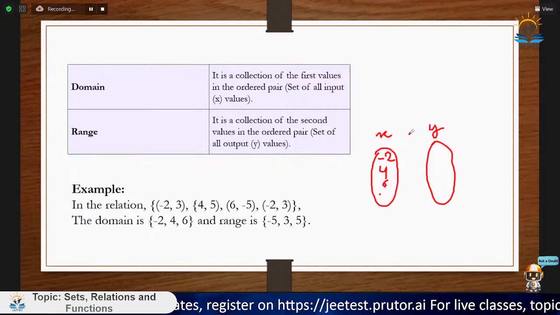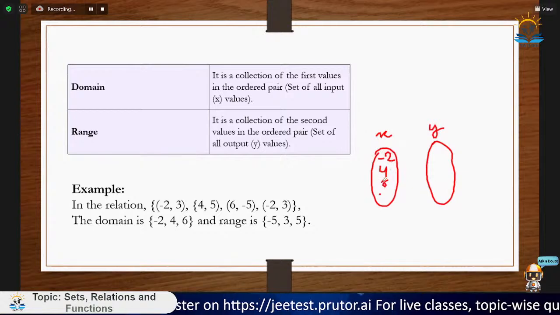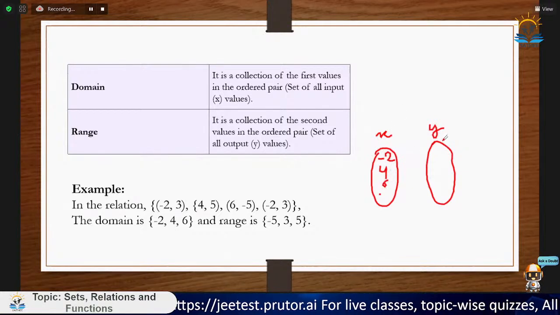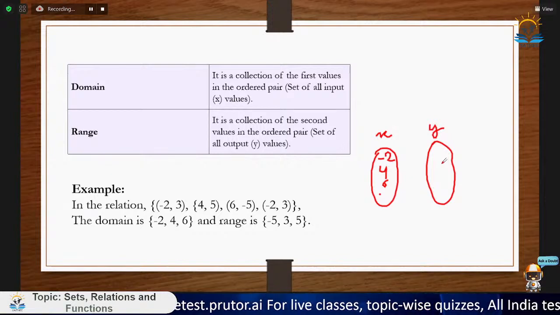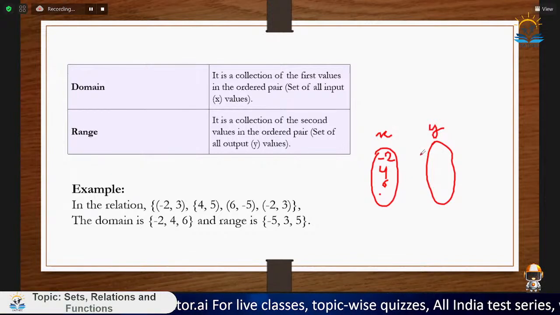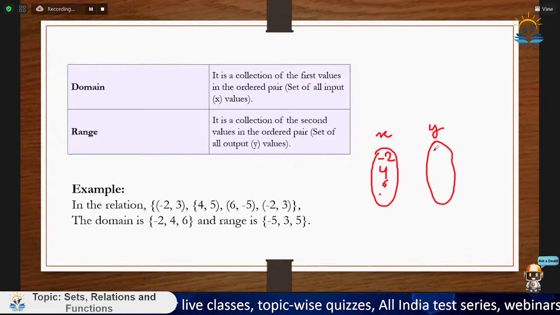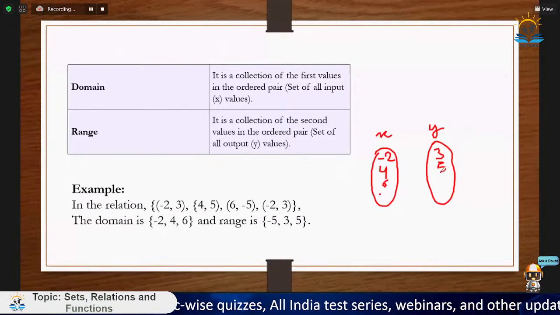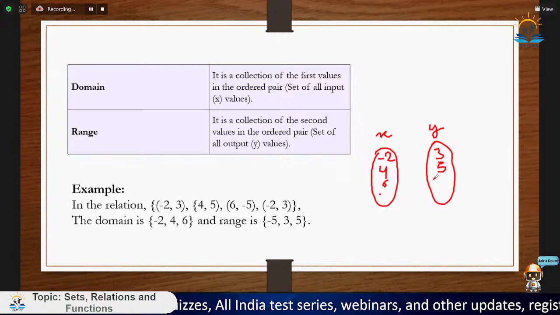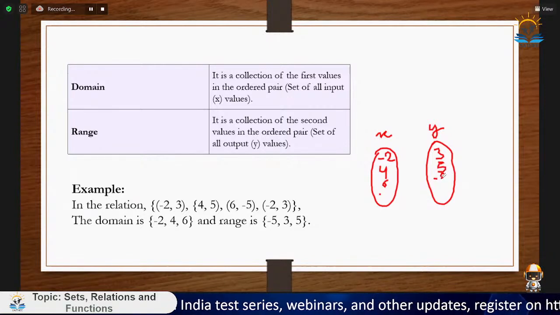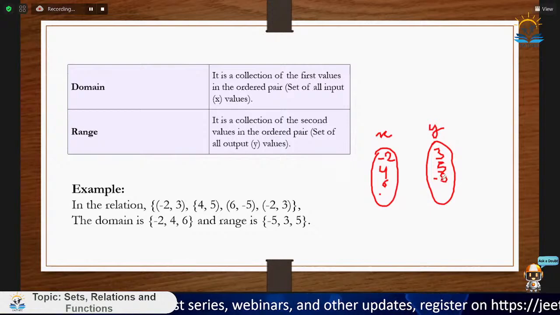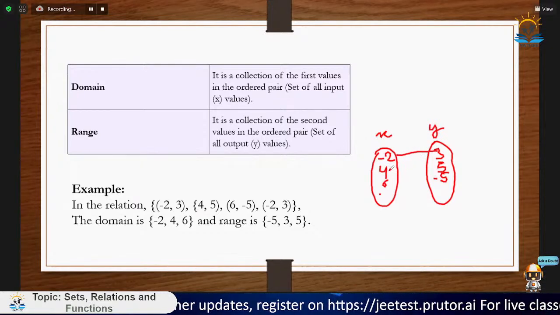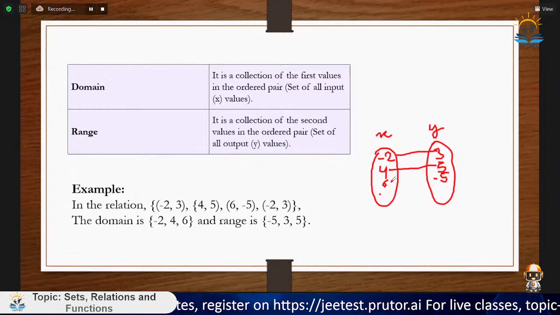So basically what you're doing is you're defining a function from this set of values, let's say A, to another set of values, let's say B. And B will constitute all the values of y, means the range of your function. The image of these domains. So here it will be 3, then it will be 5. You can write it in any order, it doesn't matter at all. 3, 5, -5, and then 3 again, okay, 3 we have already written basically. So -2 is going to 3, then 4 is going to 5, and 6 is going to -5.